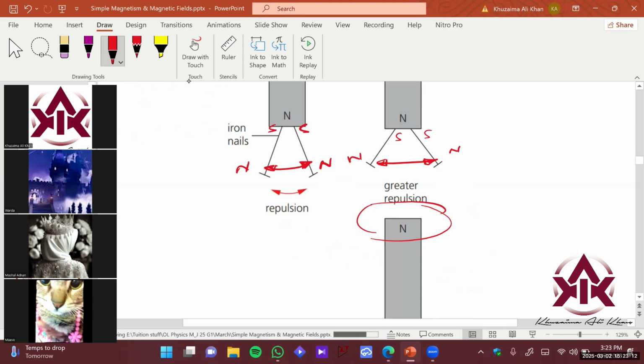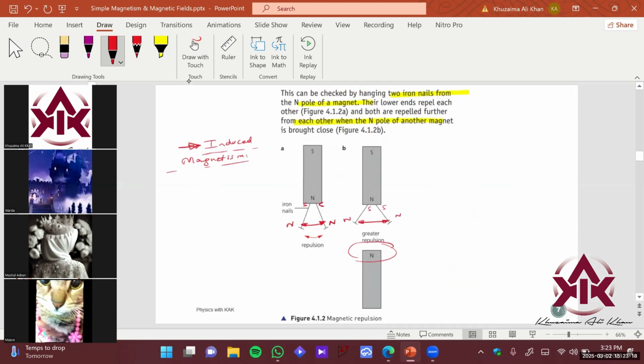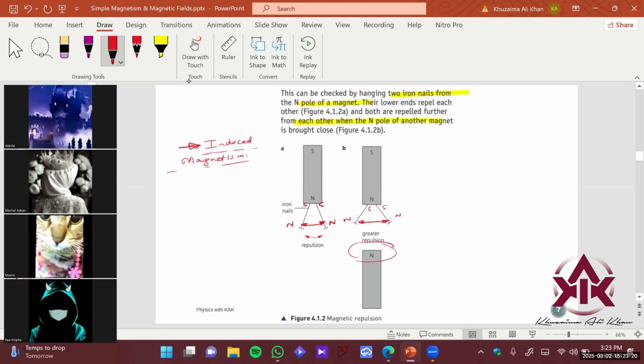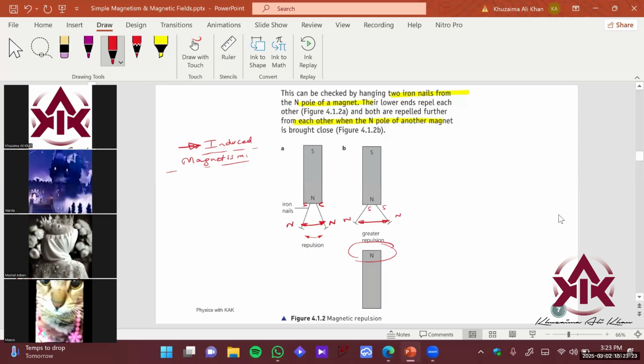So does that make sense? Does this experiment make sense? If yes, thumbs up. It makes sense to Mashal, Varda, Hamza. That's good, right?